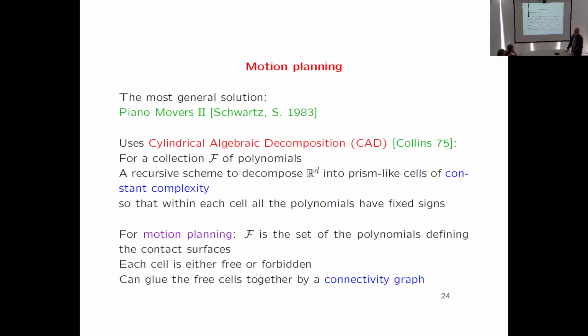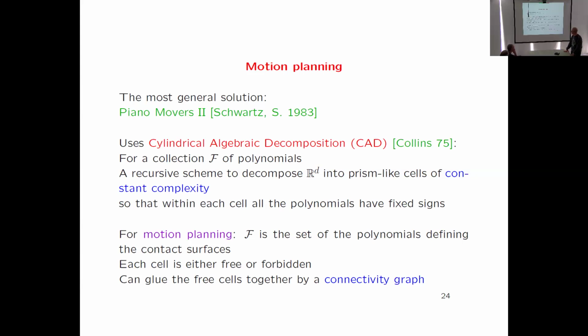You are given a collection of polynomials in d dimensions, d various, and you want to decompose space into pieces. Each piece should have constant complexity. It would look like a curvy prism, so to speak. And within each cell, all the polynomials have a fixed sign. I mean, each of them has a fixed sign.